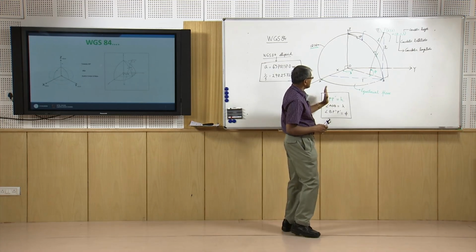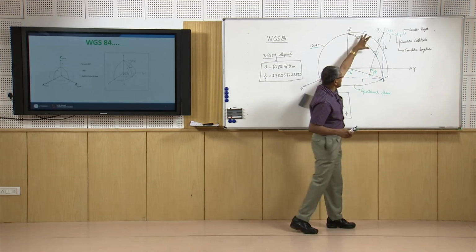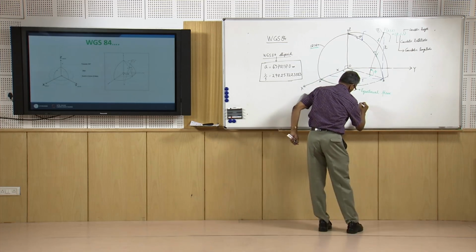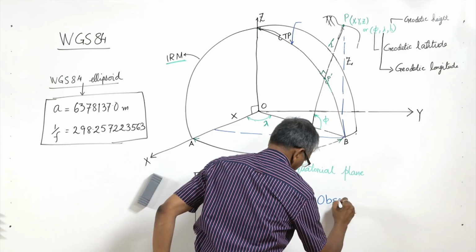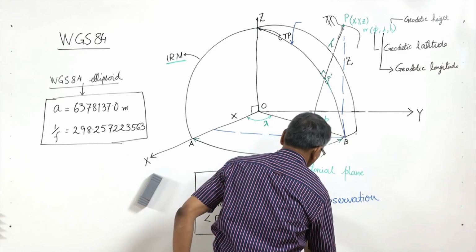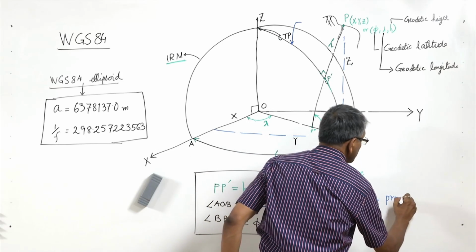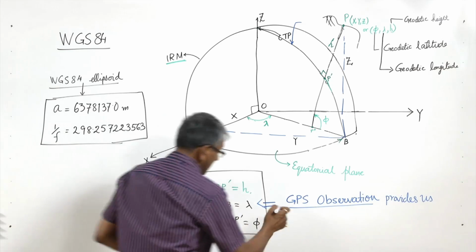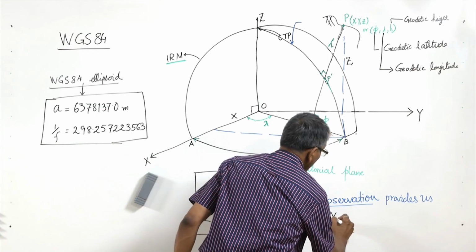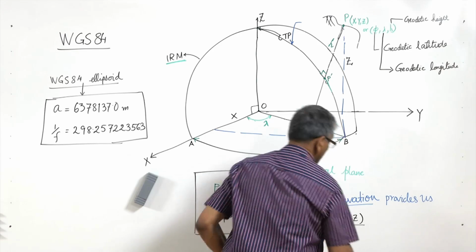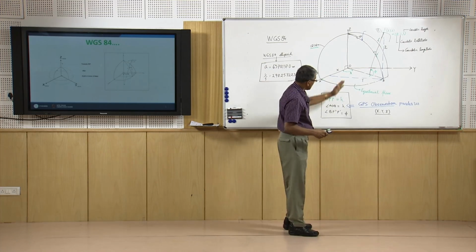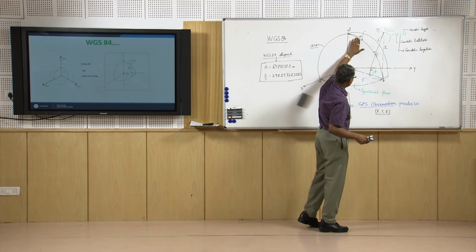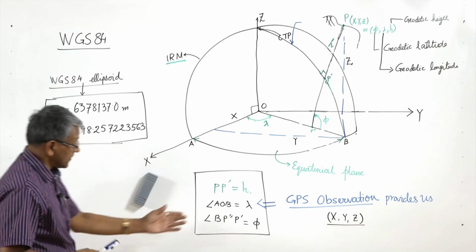So in this way, GPS observation provides us these angles and this height, as well as the x, y, z. For this, the references are these x, y, z axes, and the reference ellipsoid is the WGS84 ellipsoid, with respect to which we get the height.